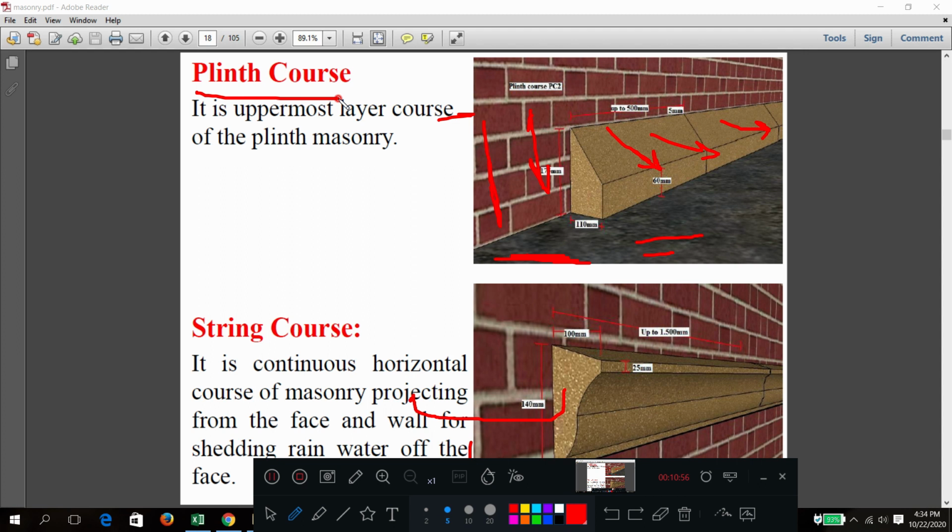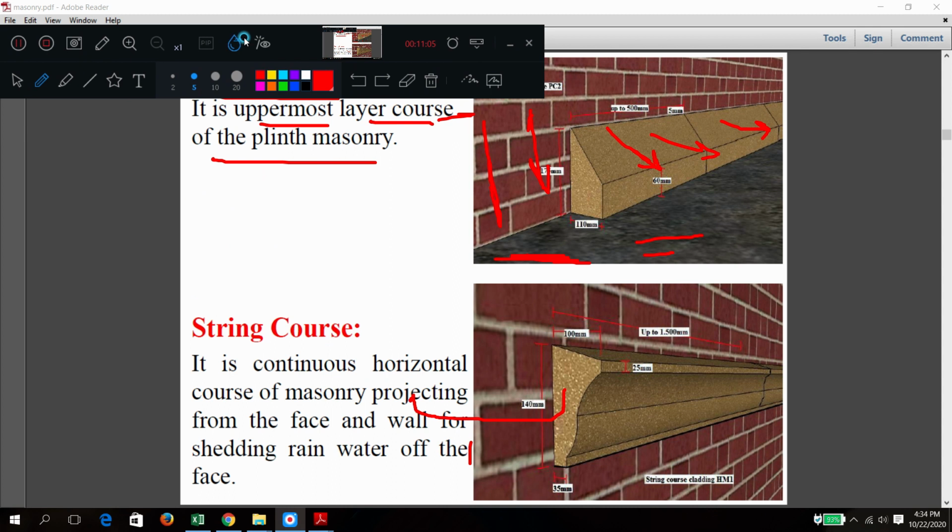What have they written? It is the uppermost layer course of the plinth masonry. So here the plinth masonry is there, the last part.